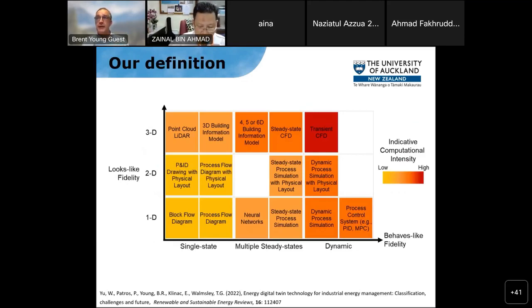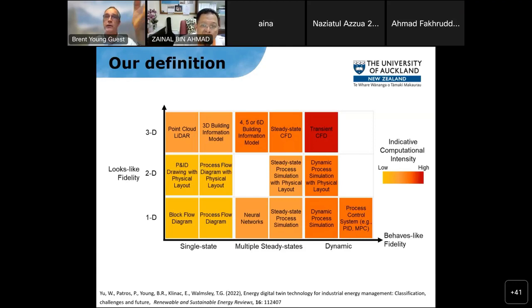More on that definition. I've mentioned the connectiveness, but I haven't talked about the looks like and behaves like fidelity aspects. I've drawn up a figure here which shows you the looks like versus behaves like fidelity. We've got 1, 2, or 3D representations of our plant. So for 1D, the low level looks like fidelity might be a block flow diagram, whereas a high fidelity looks like fidelity might be a transient CFD model.